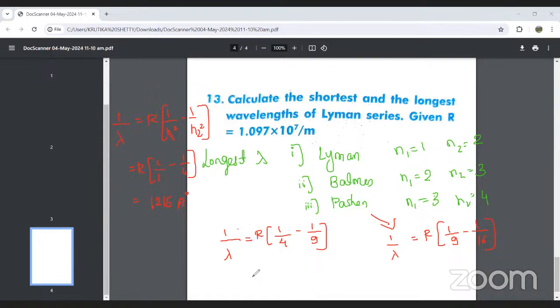So for the Balmer series, here the LCM will be 36. So simplify. Balmer series and the Passion series. So two students go for Passion calculation, two students go for Balmer calculation, so that both the answers we will confirm here.